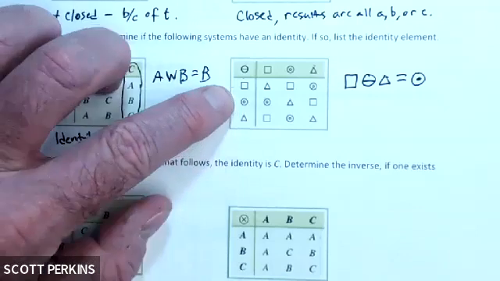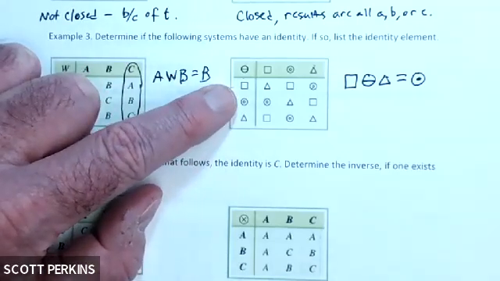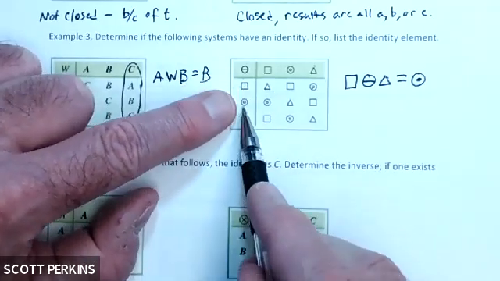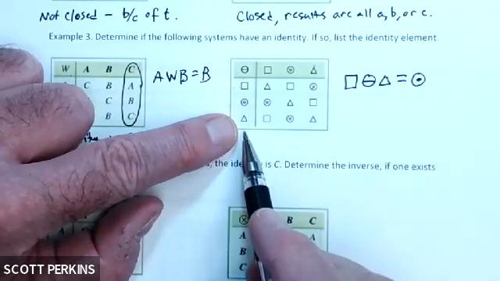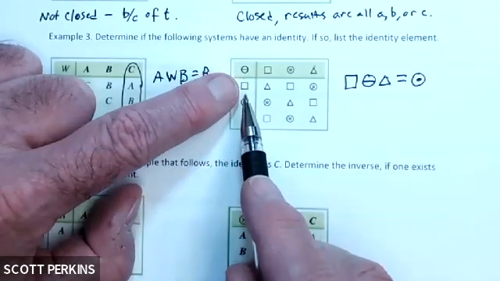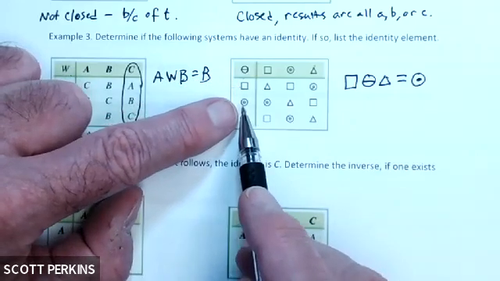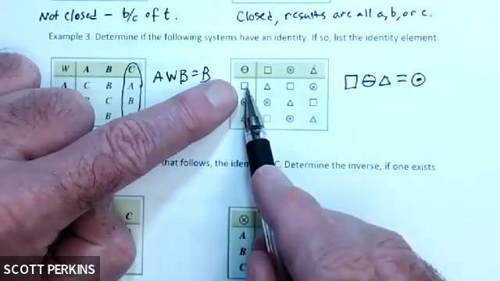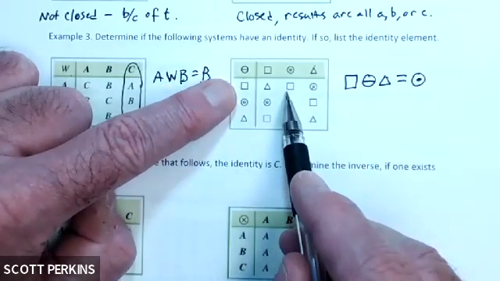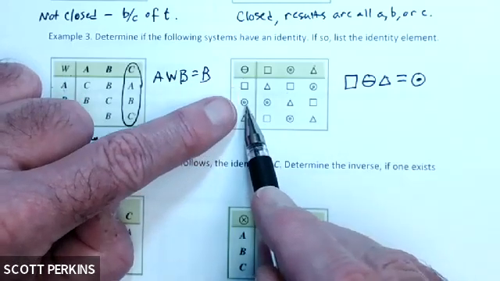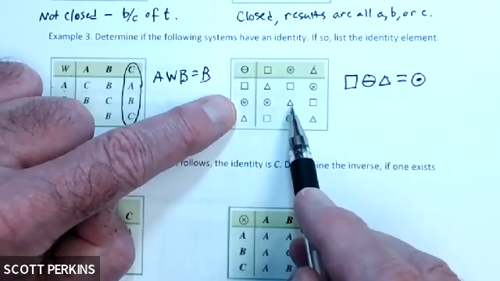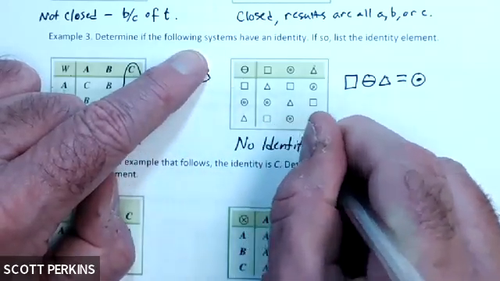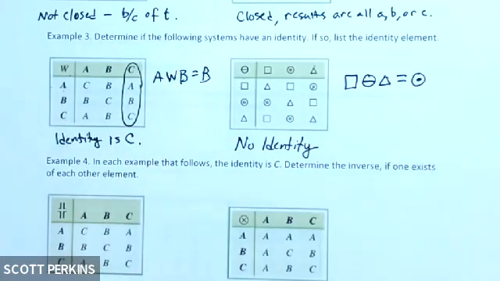So again, for the next one, I'm just looking at the columns. If you're a row person, you're looking at the top row. I'm looking at this column. I've got square, I've got circle with a dot, I've got triangle. Is there another column that is this exact same thing? Square, circle with a dot, triangle. No. There's one that looks promising, right? When you start with the square here and you combine with this, you get the square. But then notice it fails when you do the circle with the dot and a circle with the dot, you get a triangle. It doesn't produce the same thing. So this one has no identity. There's no element that produces what you started with.